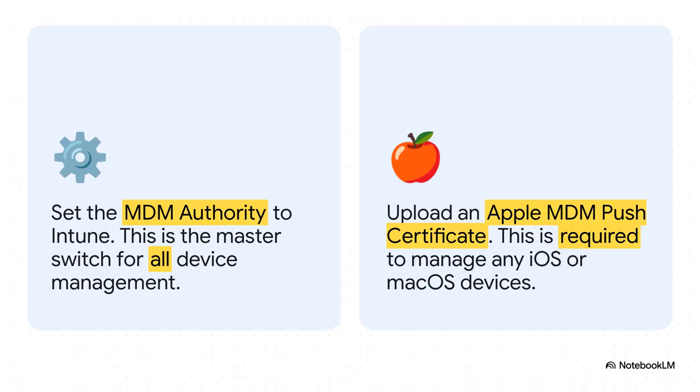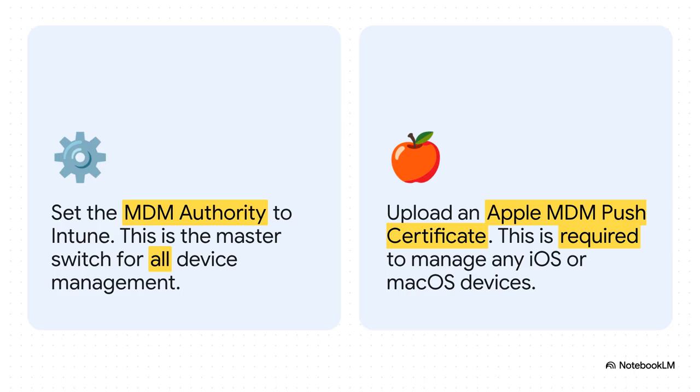So this slide breaks down those two critical starting points. On one side, you have the universal requirement for everybody. You have to set the Mobile Device Management, or MDM, authority to Intune. You're basically telling your whole system, hey, Intune is the boss around here. It's like flipping the master power switch for device management.